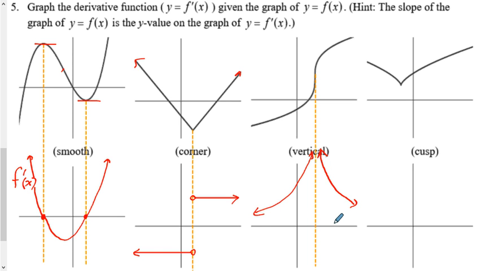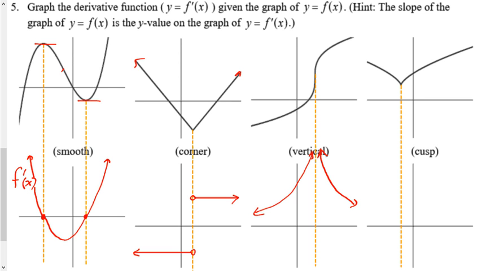Then let's look at our fourth graph. This time we have a cusp. So a cusp is different than a corner. Again, that's going to be a point where our function's not differentiable, so I can't find a derivative, so I'll draw a dotted line down here. And again, the dotted line is just a guide. It's not a part of the derivative function. It just helps me sketch a better graph.